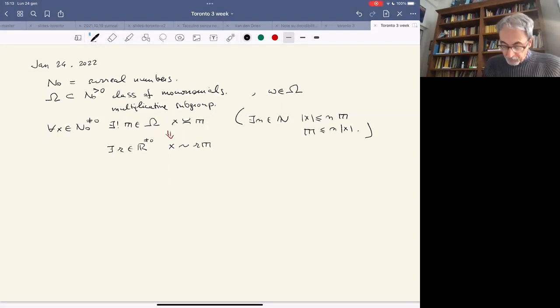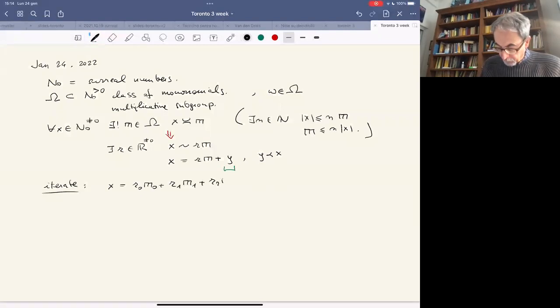Then this means that X is equal to Rm plus something smaller, some Y strictly dominated by X. You iterate, and write X equal R0 M0 plus. Now you develop Y, and so you write R0 M0, R1 M1 plus R2 M2, until you have a remainder which is zero.